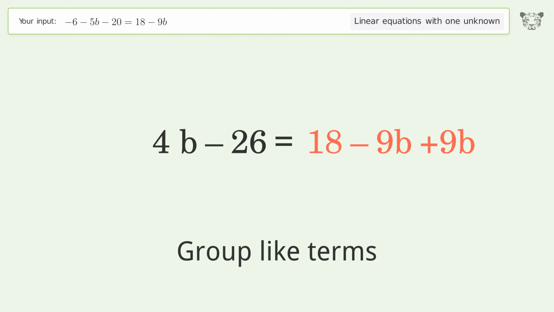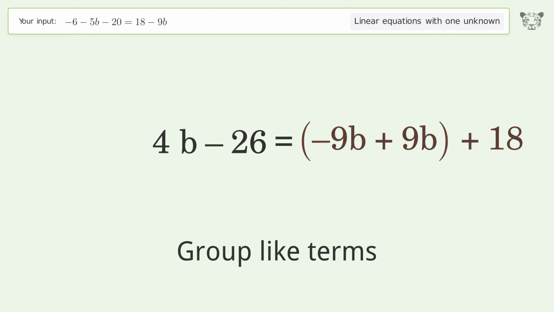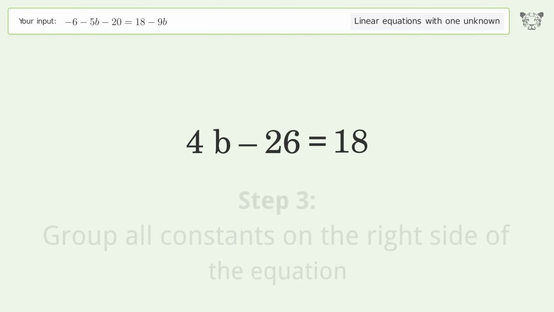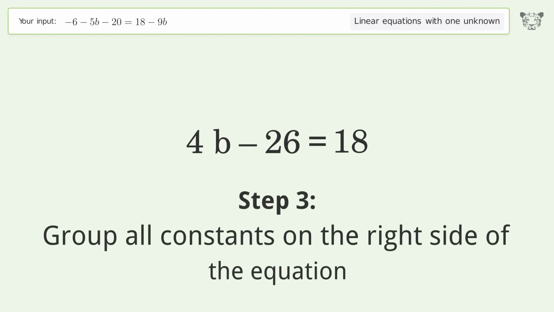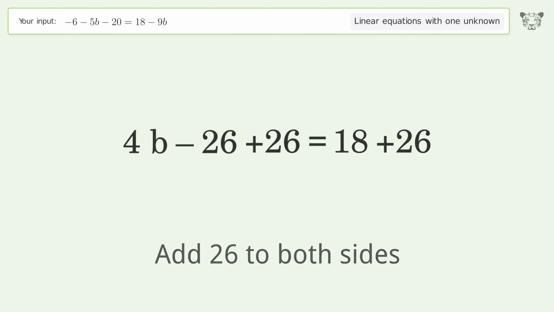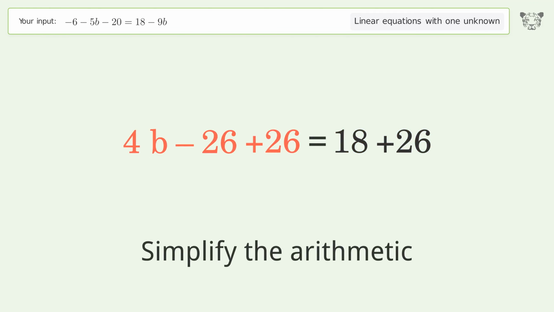Group like terms. Simplify the arithmetic. Group all constants on the right side of the equation. Add 26 to both sides. Simplify the arithmetic.